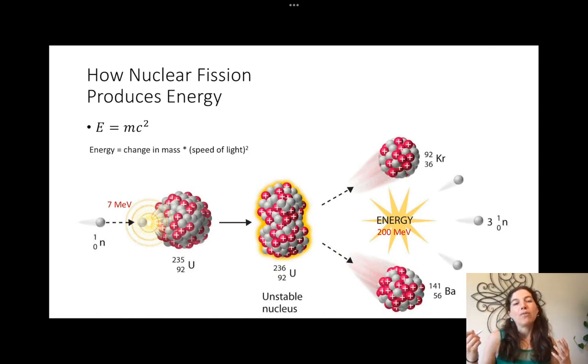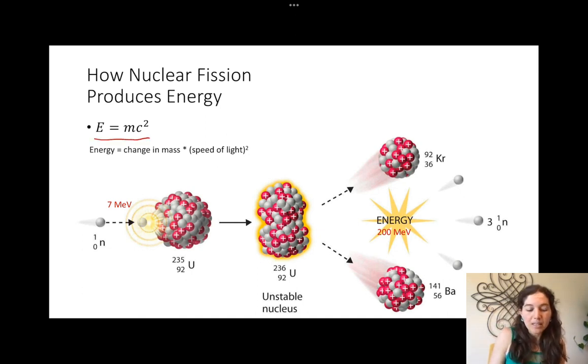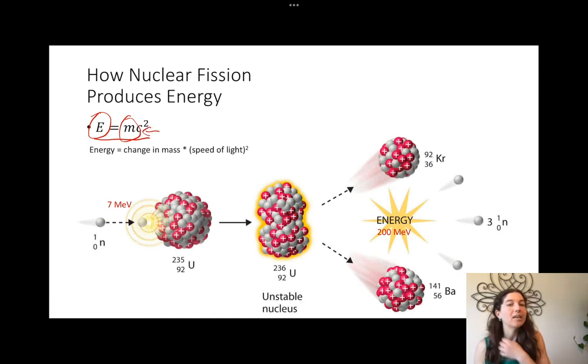So if you remember the famous Einstein's law, E equals mc squared, this tells us that energy is related to the change in mass of an atom times the speed of light, that's c. So that's the speed that the particle is moving at. So we can quantify how much energy is produced by a nuclear reaction using this law.